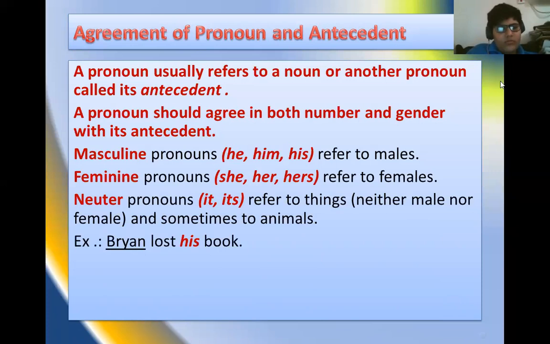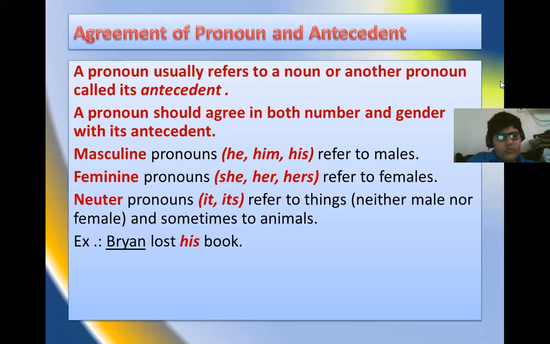For example, when we say Brian lost his book, because his is the pronoun, it must agree with the antecedent Brian as a male, and singular at the same time. So his, as the personal pronoun, should be singular and male. Another example: Leanne lent her book to Brian. So her book refers to its antecedent, Leanne. Leanne is singular and female. So this is the most appropriate pronoun in this example.